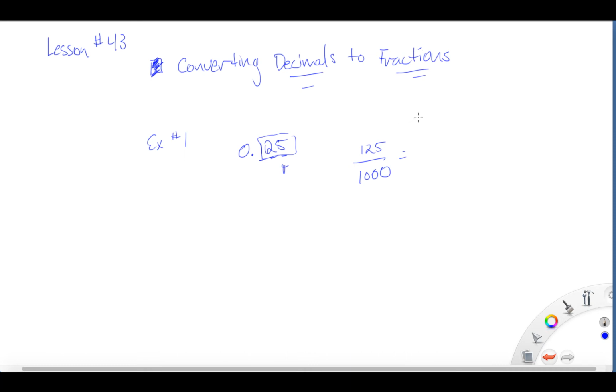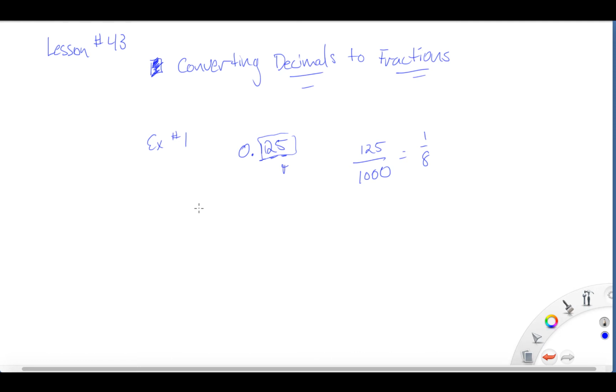And we can reduce that fraction down to 1/8. If we divide each by 5 and continue to divide by 5, we can, or 125 divided into 1,000 is 8. So we can get that really easily. So converting a decimal to a fraction is pretty simple on the outset.